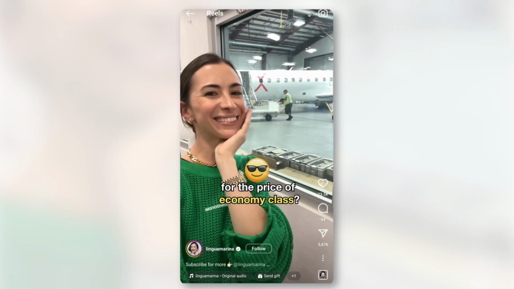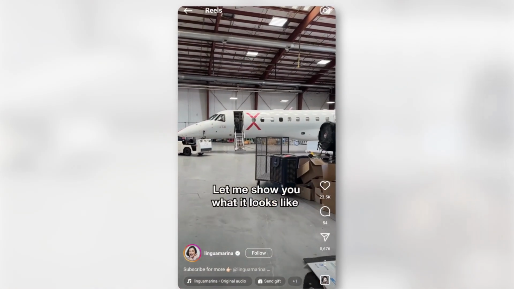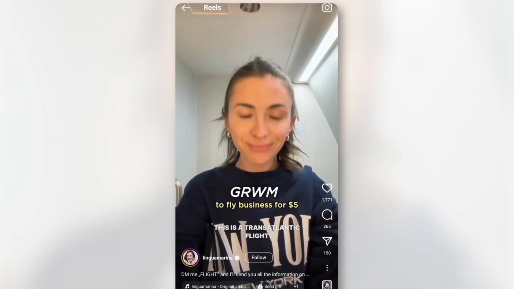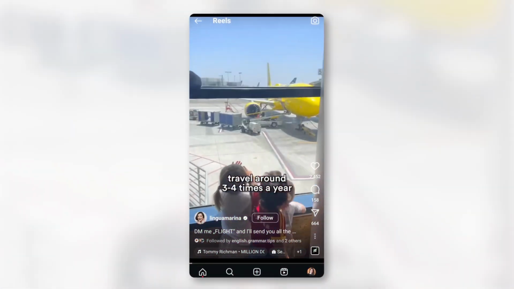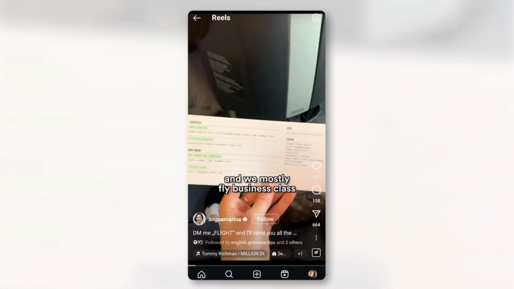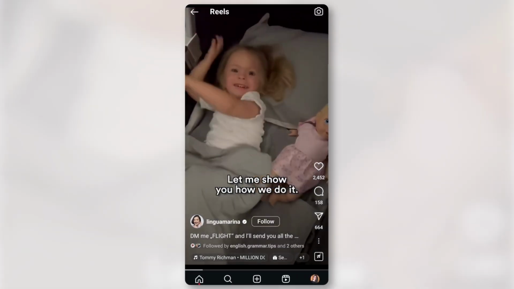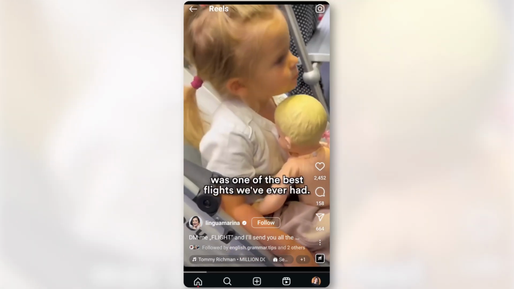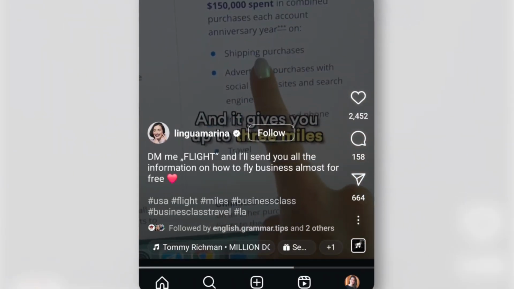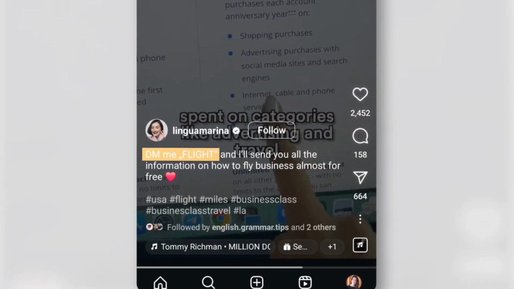So for example, I have recently posted several reels on how I fly business class for almost free because I'm collecting miles. And normally when I post something like this, people follow up with a lot of questions like, what are the cards that you recommend? Where can I get them? How do I collect miles? So I decided to create a post for them where not only I explain what I do, but also give them a list of cards that they can get in order to start collecting miles. But instead of linking to the website, I ask them to DM me the word flight.